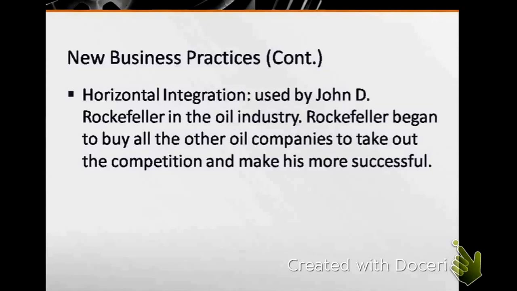The next one, which is a little bit different. We talked about vertical integration, so you need to think each step going up to the final product. This one is called horizontal integration, and it was used by John D. Rockefeller in the oil industry. Rockefeller began to buy all the other oil companies to take them out of competition and make his more successful. And by the end of all of his buying out, he owned about 90% of the oil industries in the U.S. But his prices remained low because he was still in competition on the world market. So this one is straight across. He's buying all the same type of companies, as in vertical integration, it was different type of companies to make the final product.